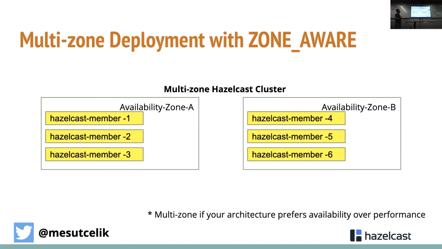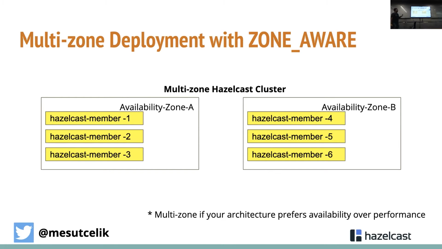So the third one is multi-zone deployment with zone-aware. That's a bit interesting, because Hazelcast is not always preferred to be deployed in a multi-zone environment, because, as I said, network latency is very important for Hazelcast. But in some architectures, they prefer to have more availability. When they do that, they just separate the Hazelcast members in multiple availability zones. And they just think that they prefer availability over performance.